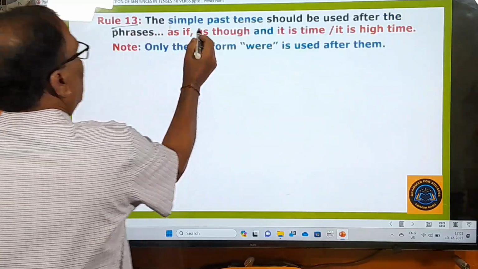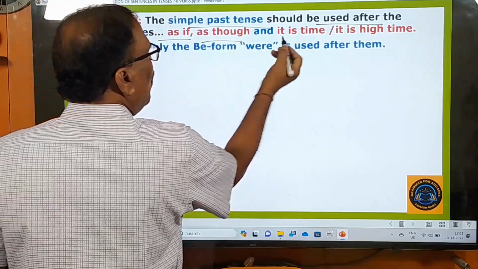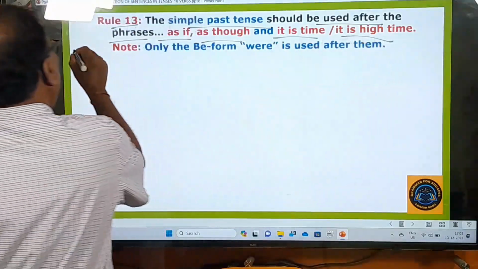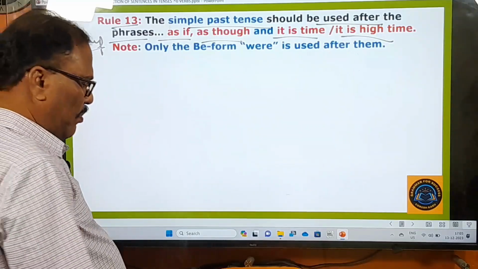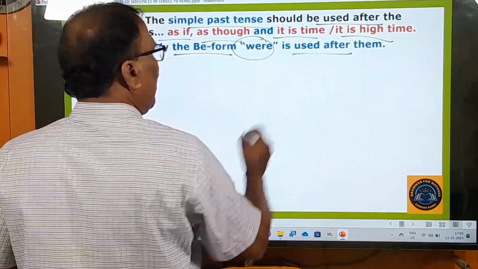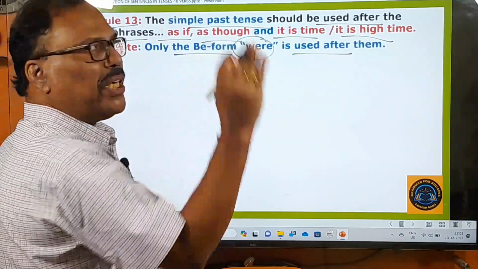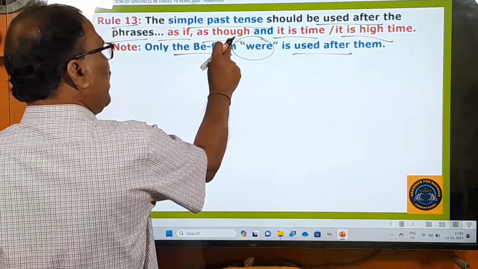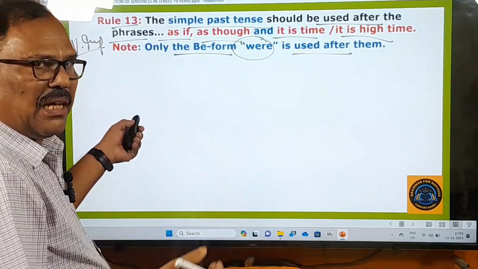The 13th one is there. The simple past tense should be used after the phrases "as if", "as though", and "it is time" or "it is high time". Very, very important from all your competitive examinations point of view. If at all you happen to use the be form, you must use only "were" and not "was". That is important because they indicate the subjunctive mood. "As if" and "as though" indicate a subjunctive mood, and therefore after them. I'll show you this in the examples.